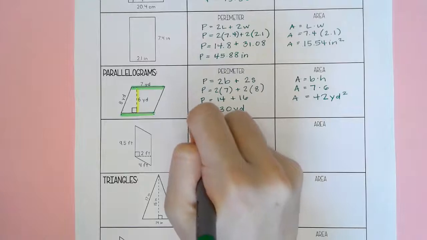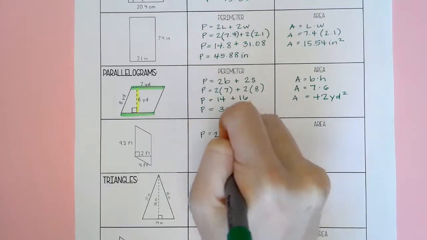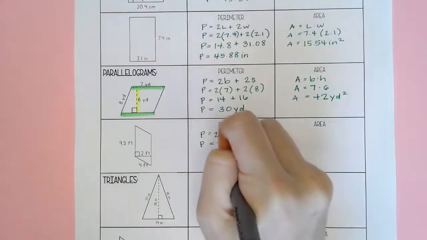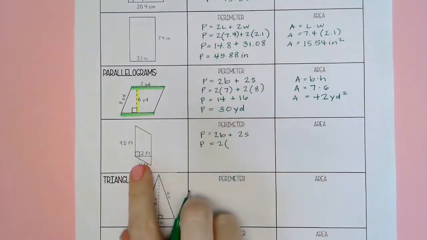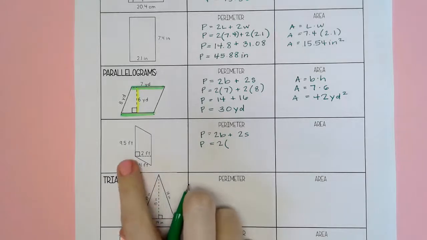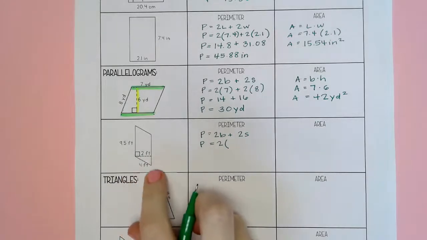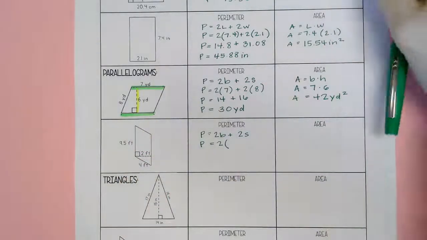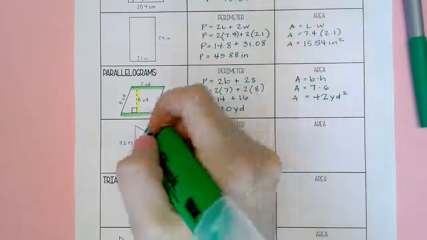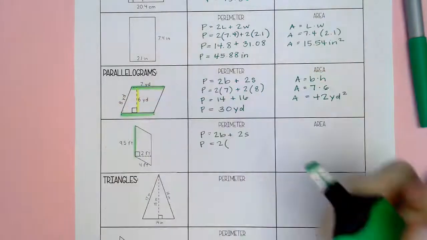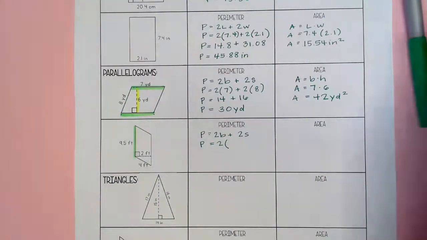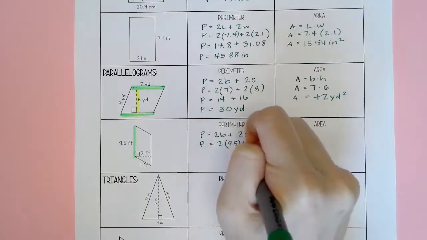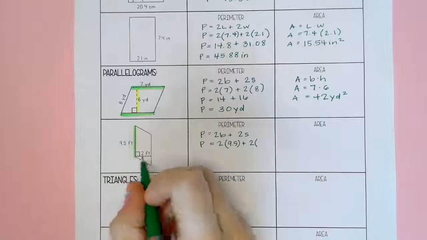So my perimeter, I'm going to do 2 times the base plus 2 times the side. Perimeter equals 2 times. Now, you have to look at this carefully to determine what the base is. This is not the base because it's an angle. It's an angled line, right? Our base is perpendicular to the height. So if I'm looking here, that would be my base, right? So my base is 9.5, and then plus 2 times just my side, my 4 feet.